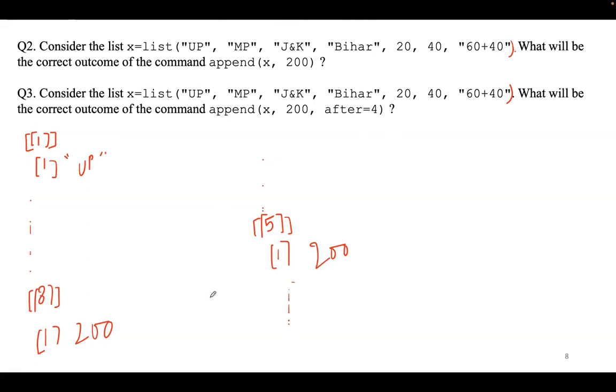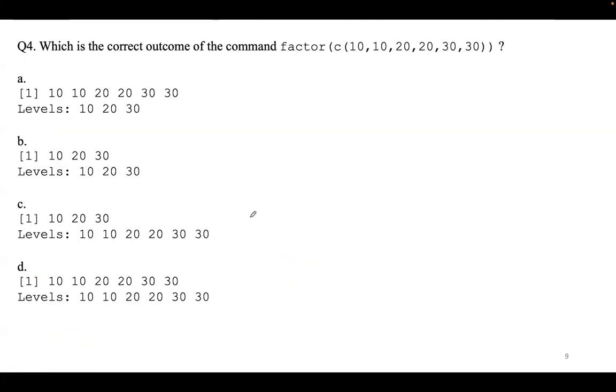Is that all right? Okay, great. So what is the output of the command factor and these elements?